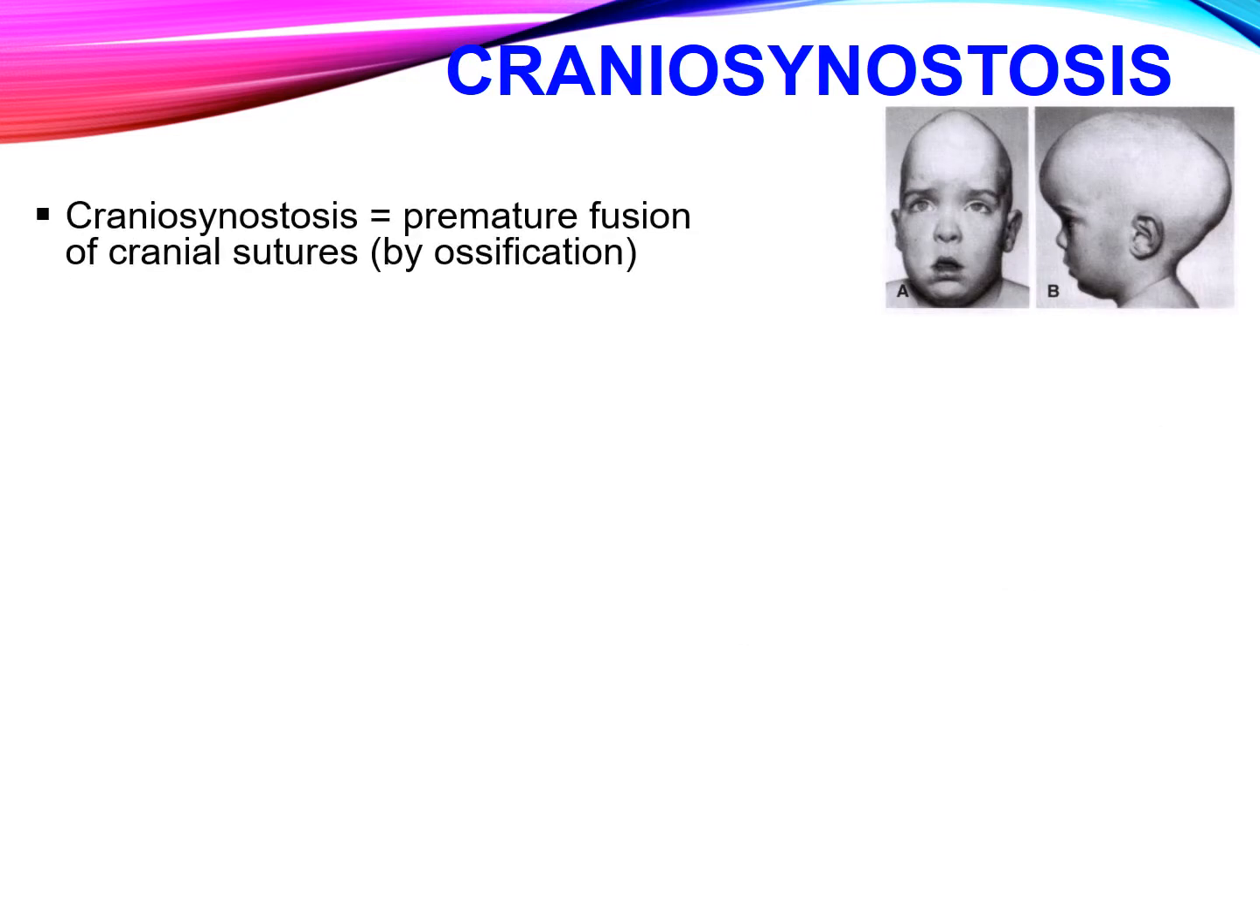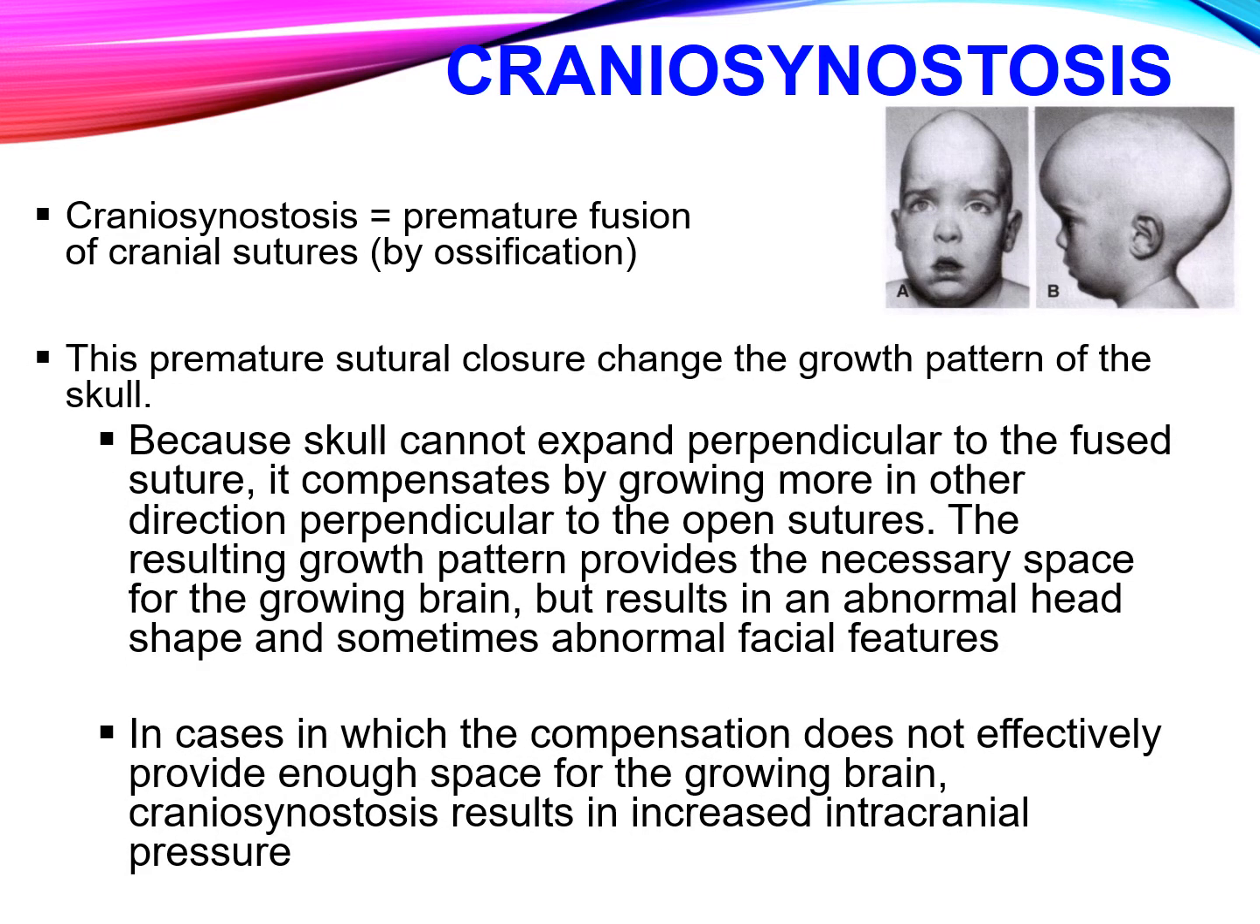Craniosynostosis is a condition where there is a premature fusion of the cranial sutures by ossification. This premature sutural closure changes the growth pattern of the skull. Because the skull cannot expand perpendicular to the fused suture, it compensates by growing more in other directions perpendicular to the open sutures. The resulting growth pattern provides the necessary space for the growing brain, but results in an abnormal head shape and sometimes abnormal facial features.